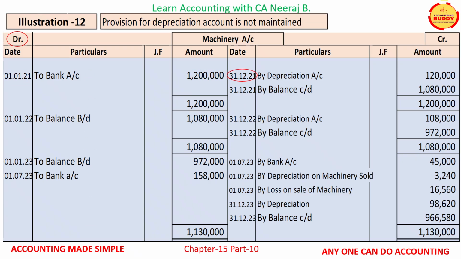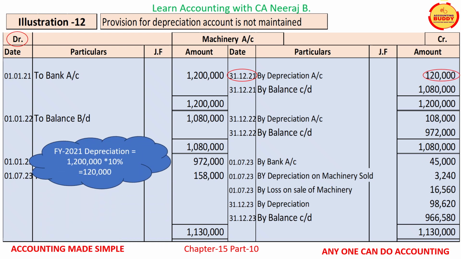On 31st December 2021, depreciation for $120,000 for the financial year 2021 is provided and is posted on the credit side of the machinery account by writing the words by depreciation account. Depreciation amount of $120,000 is calculated by applying 10% per annum rate on the cost of the machinery.